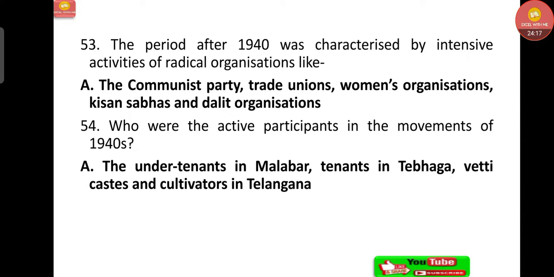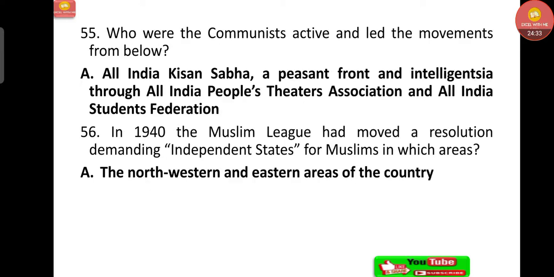The period after 1940 was characterized by intensive activities of radical organizations like the Communist Party, trade unions, women's organizations, Kisan Sabhas and Dalit organizations. Who were the active participants in the movements of the 1940s? The under-tenants in Malabar, tenants in Tebhaga, Vettikas and cultivators in Telangana. Who were the communists active in and led the movements from below? All India Kisan Sabha, a peasant front, and the intelligentsia through the All India People's Theatres Association and All India Students Federation.